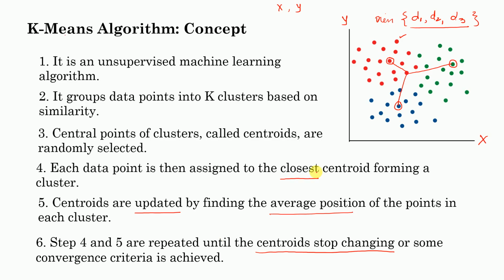For example, you can say until two consecutive clusterings are the same. So these may be different criteria you can apply. So we have to repeat steps 4 and 5 until centroids stop changing or some convergence criteria is achieved. So this is the basic concept of the K-means algorithm.